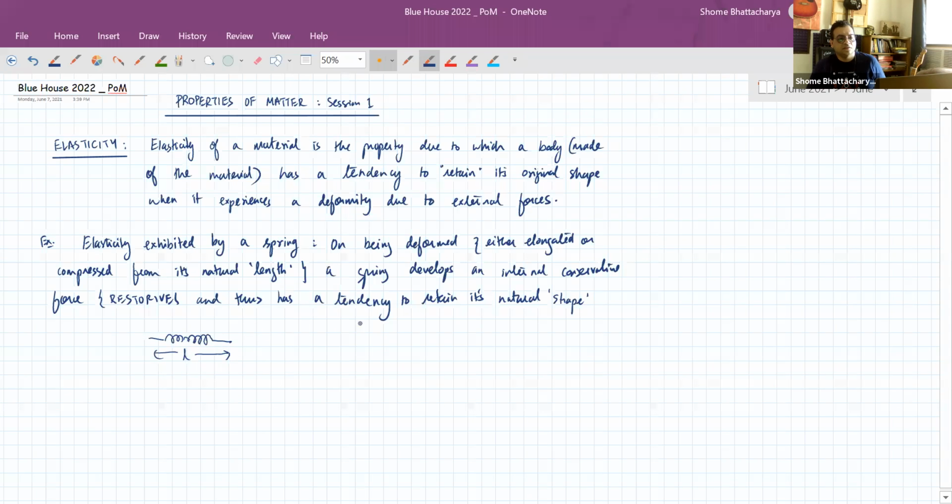So this is the natural length. Then, as you can see, we can elongate the spring, or we can compress it, as the case may be, by the action of external force, which is like this. But on application of this external force, which will tend to elongate it, the spring develops its own internal conservative force. So this one is the restorative force. This shows the property of elasticity.